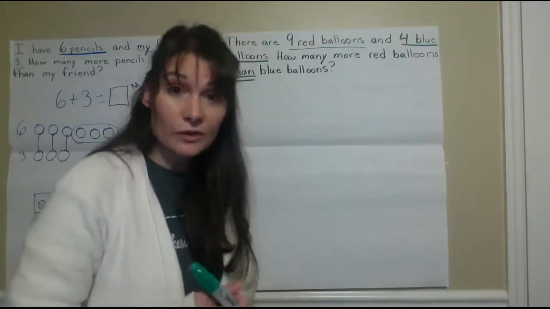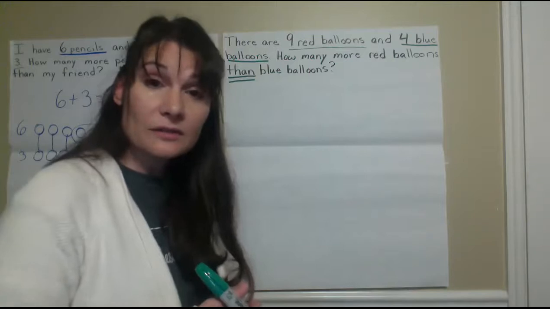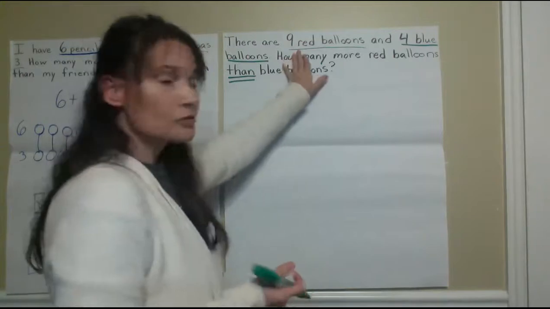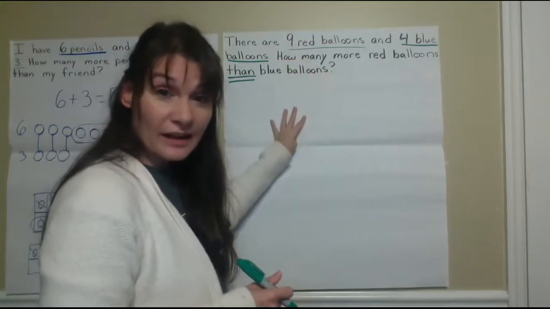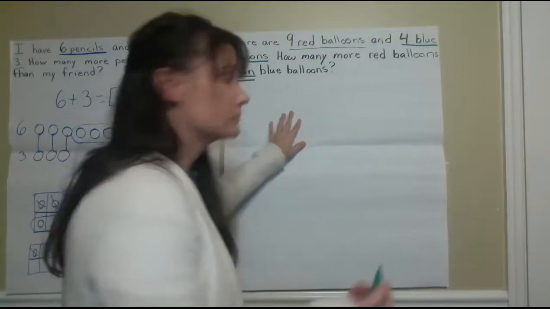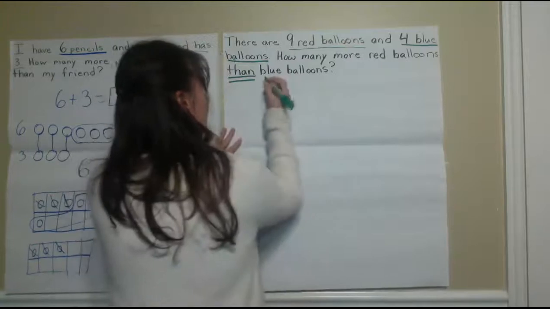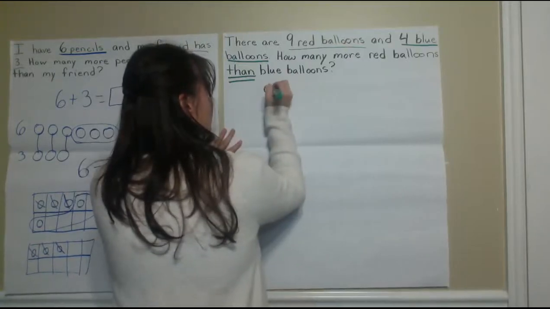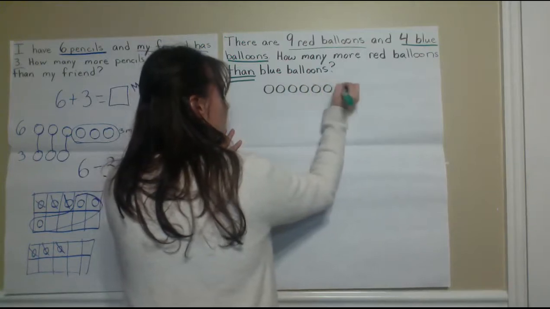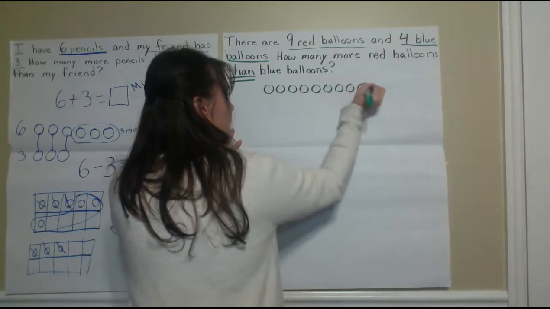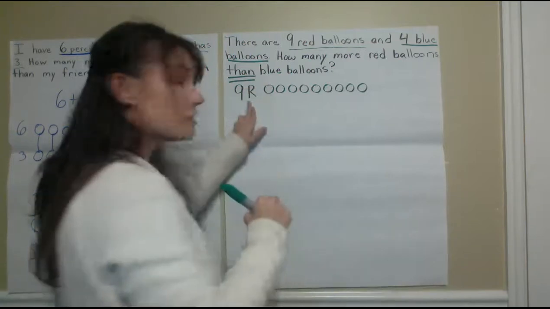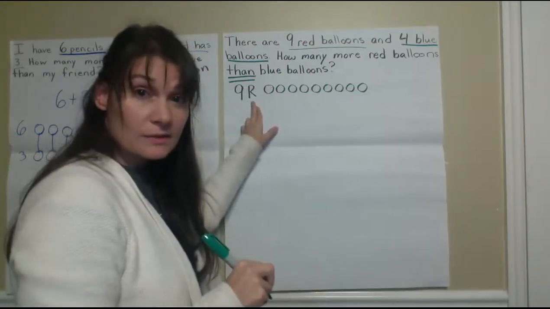Great, I heard some wonderful thinking. I'm going to go ahead and show you my way of doing it as well. Now, I know that there's 9 red. So the first thing that I can do is show my 9 red. So there's my 9 red, and I'm putting an R so that I know that those are my red ones.